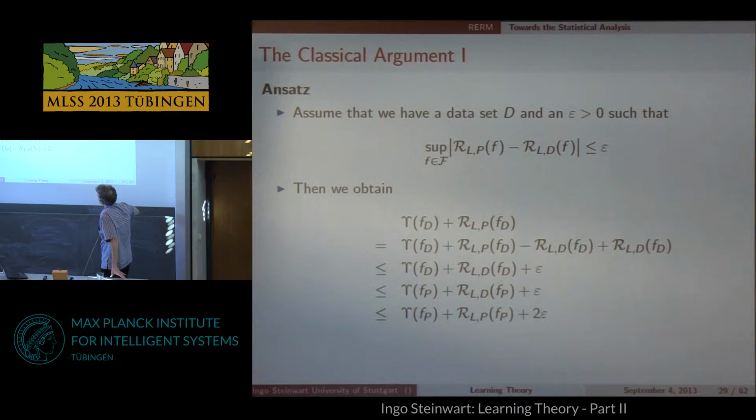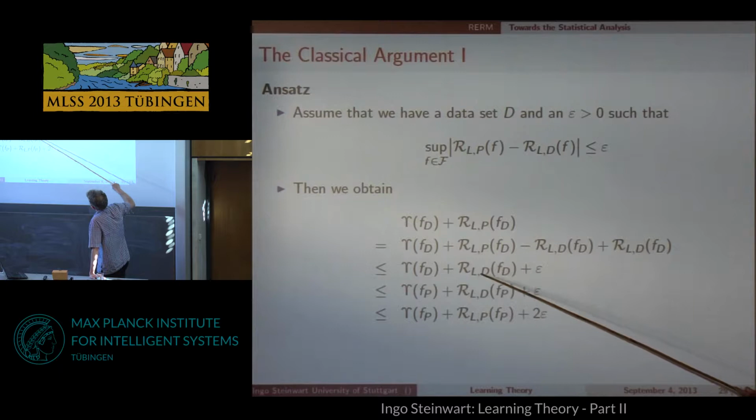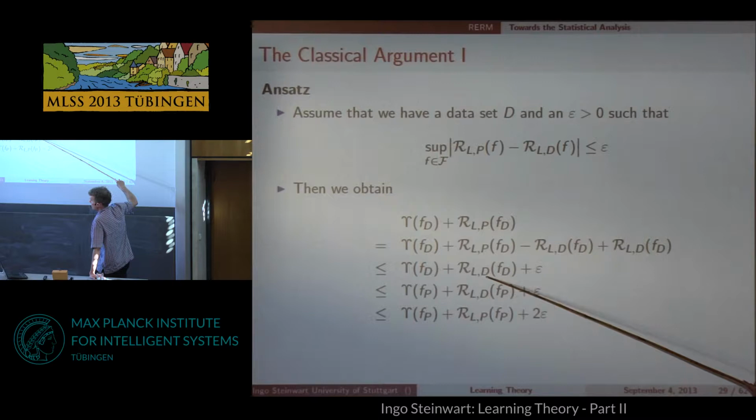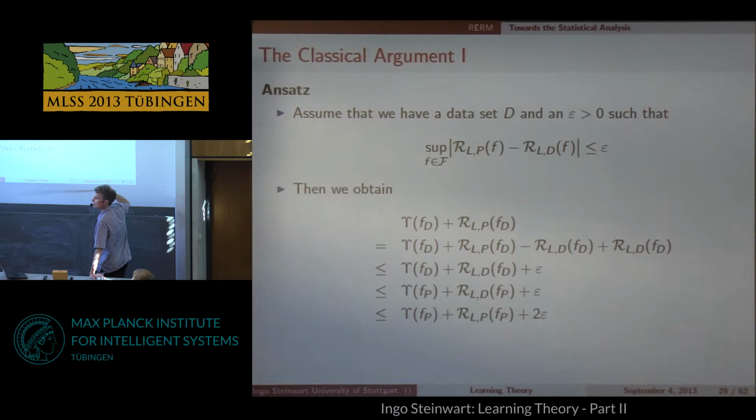No. So FD optimizes this with respect to D. Yes? So FD is the function which makes this entire expression smallest. So it's smaller than this one. That's all. Maybe we discuss that later again. Okay. So this is basically the main idea.